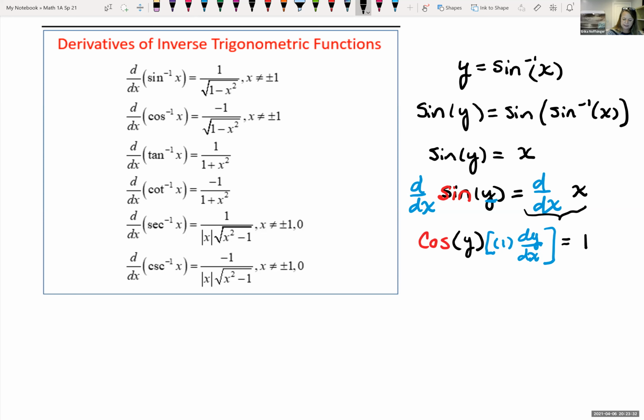Okay, so let's rewrite this a little bit. So we have cosine of y, all times dy dx, is equal to 1. Okay, so let's solve for dy dx. Let's divide both sides by cosine of y. So if we do that, we get dy dx is equal to 1 over cosine of y.